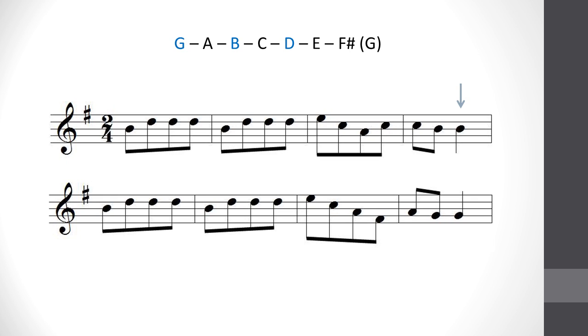Line 1 is the first phrase. It ends on a weaker stable tone B and suggests temporary repose. Line 2 is the second phrase. It ends on the strongest stable tone G and suggests finality. Let's listen.